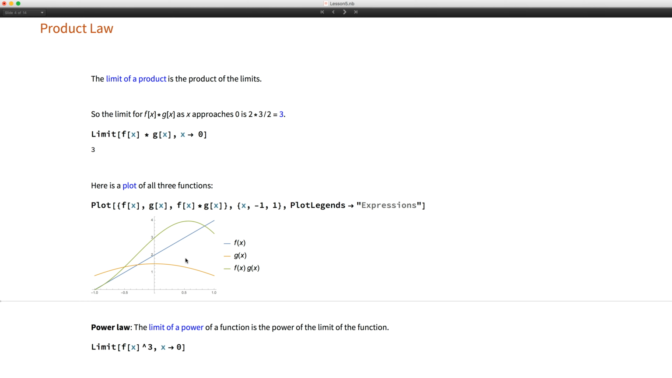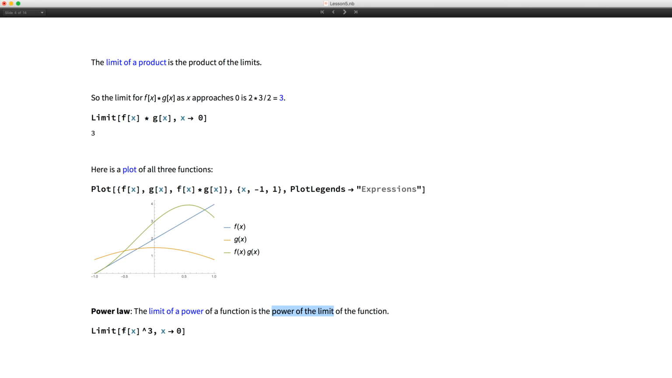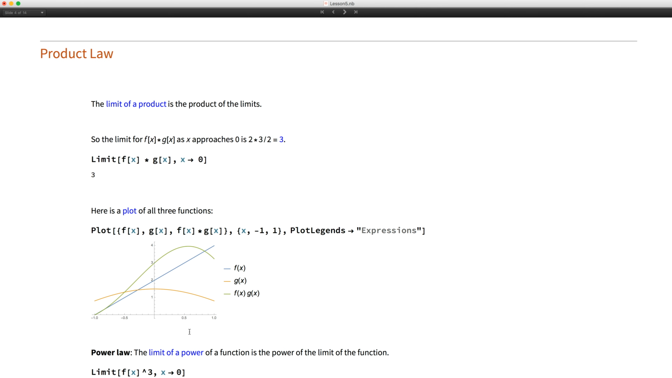And along with the product law, we also have the power law, which says that if you want to find a limit for a power, then it is the power of the limit. So for example, the limit of f cubed is the cube of the limit of f. So 2 cubed is 8, and therefore you get back 8 as the answer. So now you got the sum law, the difference law, the scalar multiplication law, the product law, and the power law.